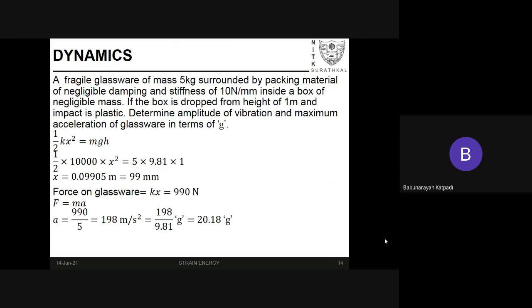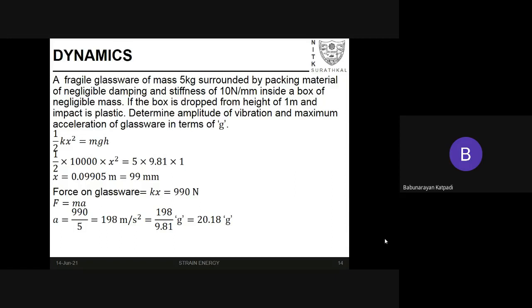Strain energy methods are extensively used in dynamics and also in fracture mechanics. Energy methods are very popular in dynamic analysis and also in fracture mechanics. So here is one example of how we can use the energy methods in dynamics. The question is, a fragile glass sphere, maybe a flower vase or whatever, of mass 5 kgs, surrounded by packing material of negligible damping, we are ignoring damping, but of stiffness 10 newtons per millimeter. The stiffness of the packing material is 10 newtons per millimeter. This glassware is inside a box surrounded by this packing material with the given stiffness. And the box itself is of negligible mass.